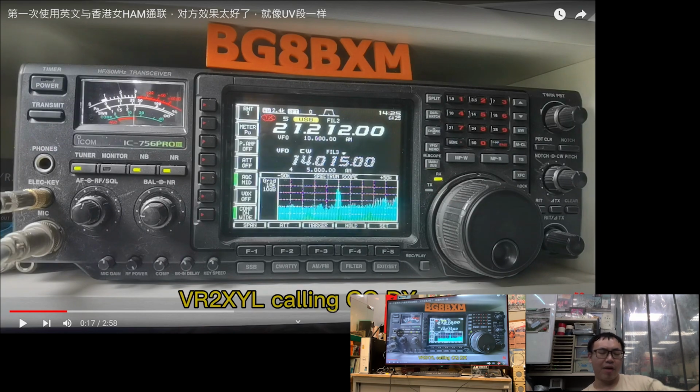So I have to explain it first. CQ is calling anyone in the world, but you will see a DX, right? DX is distance. So if you say CQ DX, it means that you are not going to find someone in the same zone as you. We are zone two, right? So CQ DX means that you want to communicate with others other than in Hong Kong. Okay.